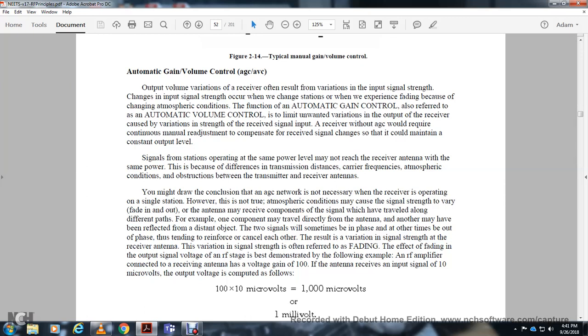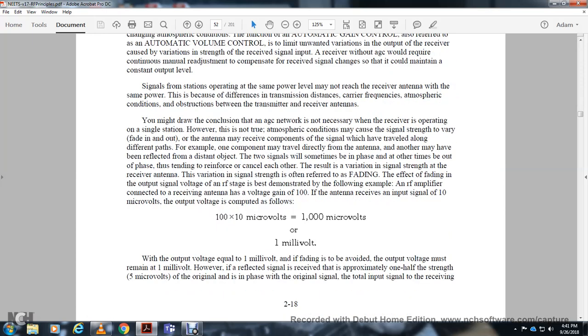The effect of fading on the output signal of the radio frequency stage can best be demonstrated with the following example. The radio frequency amplifier connected to the receiver antenna has a voltage gain of 100. With an input signal of 10 microvolts, the output voltage is computed as 100 times 10 microvolts, which is 1000 microvolts, or 1 millivolt. When fading is to be avoided, the output voltage must remain at 1 millivolt.